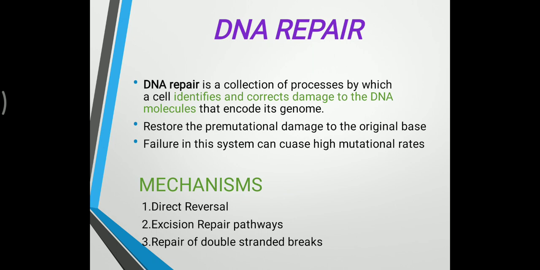It's a collection of processes by which a cell identifies and corrects damage to the DNA molecules that encode the genome. DNA damage may occur for many reasons, such as mispairing, mutations or other abnormalities. DNA can also be damaged by high temperature conditions, denaturation like that. DNA can be damaged in many ways, but in this process we identify where the DNA is damaged and correct the damage in the DNA molecule. This is called DNA repair.